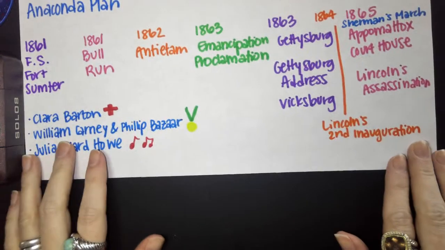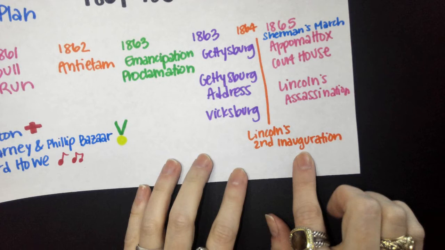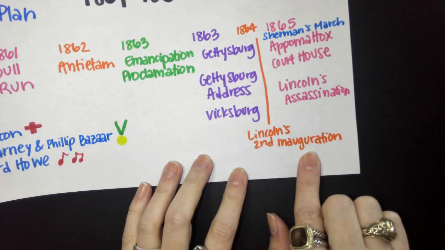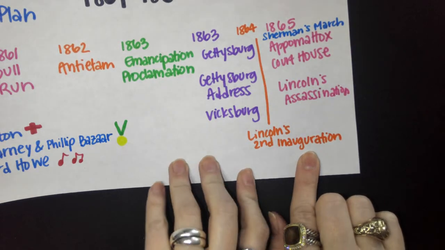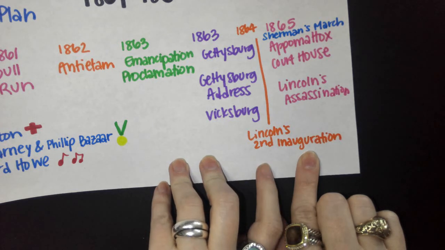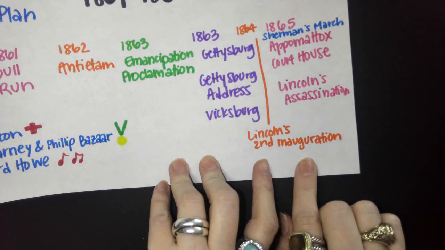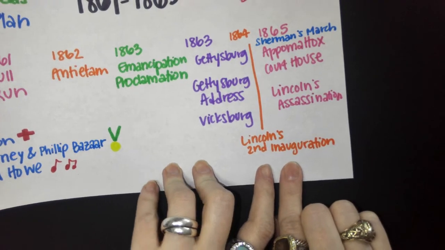Now in 1864, Lincoln is going to be reelected, and in his second inaugural address, he's going to give his speech, and in his speech he includes the idea of reincorporating the Confederacy into the Union and treating them with kindness, with malice toward none and charity for all. So he wants to be kind to the South when they do rejoin the Union.